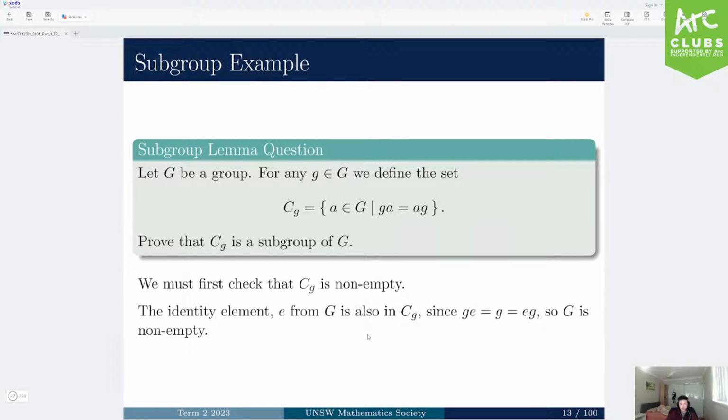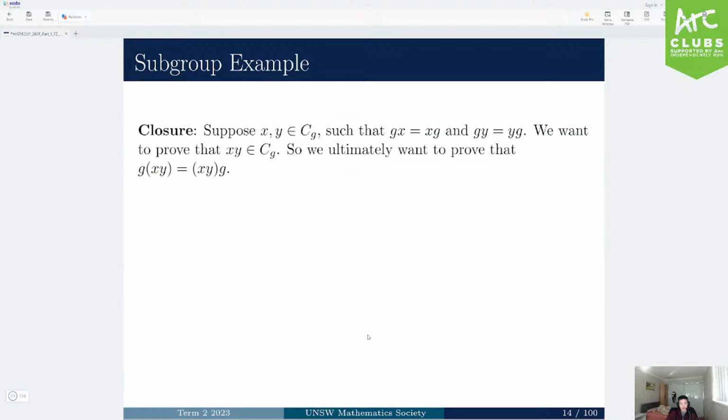All right. Now, the next thing is to prove closure. To prove the closure of the operation, we suppose we take any elements x and y inside C(g), and we know that gx is equal to xg and gy is equal to yg. We want to prove that if we multiply the two elements together, xy, that is also an element of C(g). So we ultimately want to prove that g(xy) is equal to (xy)g.